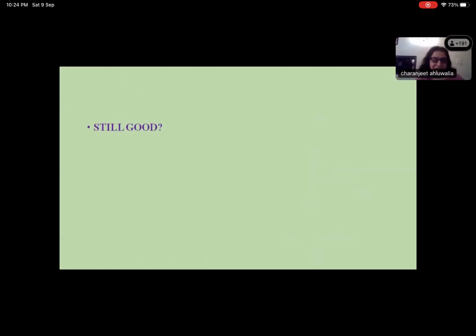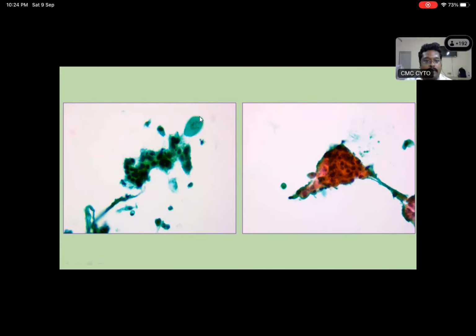Yes, thank you. So now going to the next case. Can you please read the history? 44-year female with discharge per vision. So what do you see in this? This cell, what do you think it is? Parabasal. Right. So what about these cells? What do you think the difference is between this cell and this?